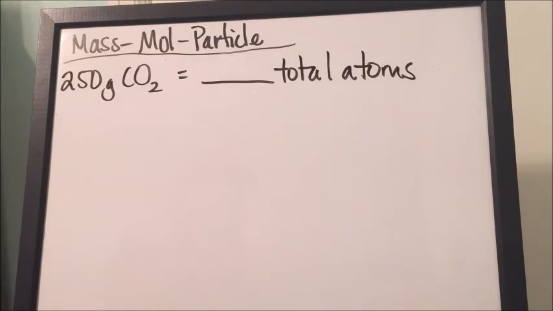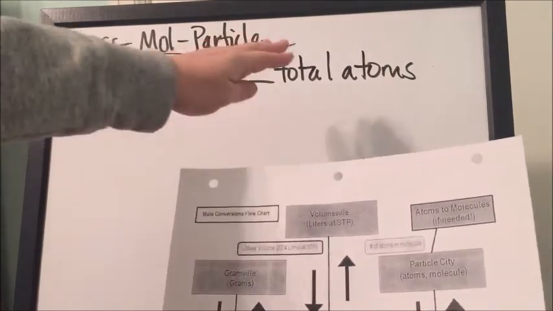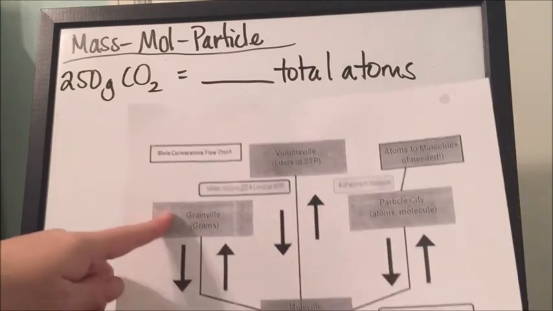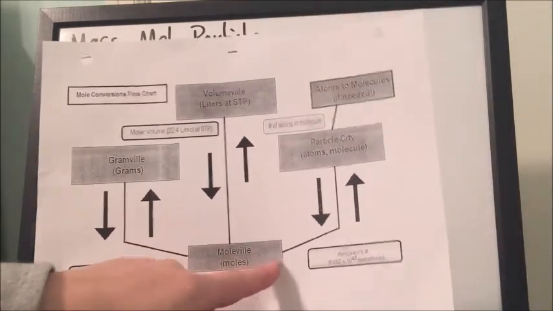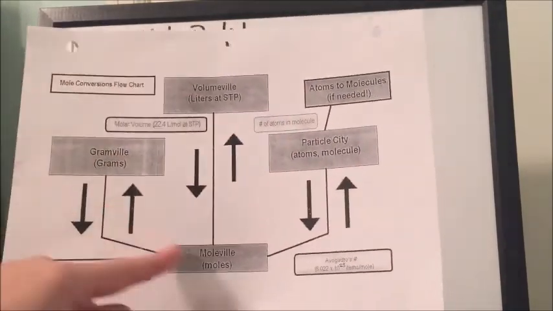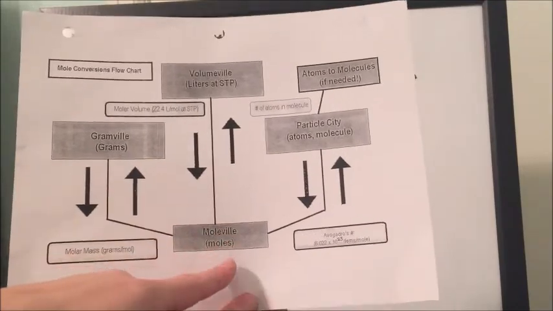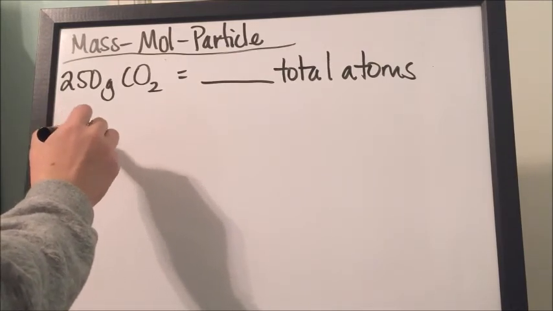Okay, so let's go to our roadmap right away. They gave me grams and I want atoms. So I'm starting here in Grahamville. I must go through Moleville and then Moleville to Particle City. So again, kind of following the road, grams to moles using molar mass, moles to particles using Avogadro's number. So 250 grams.